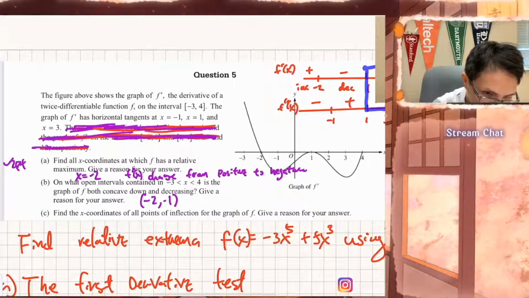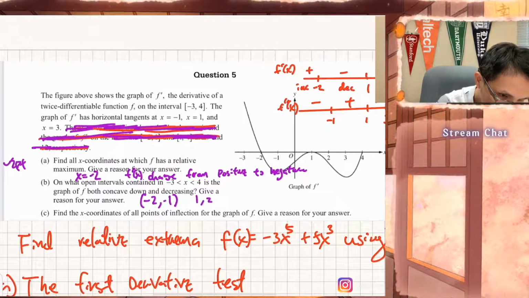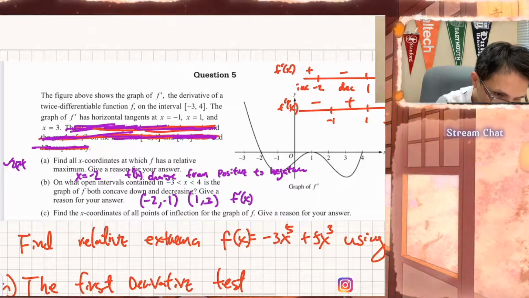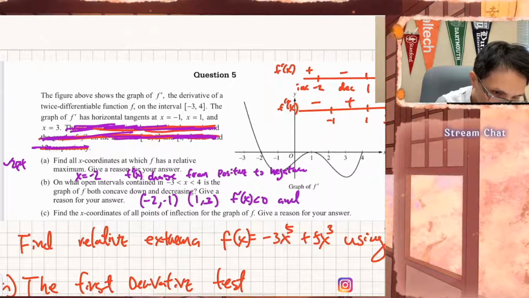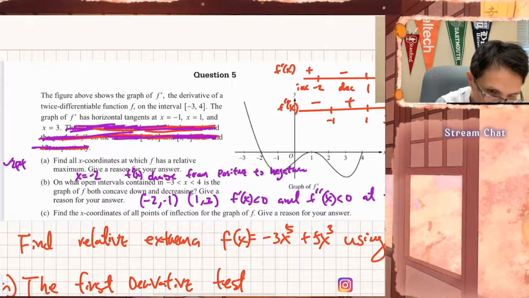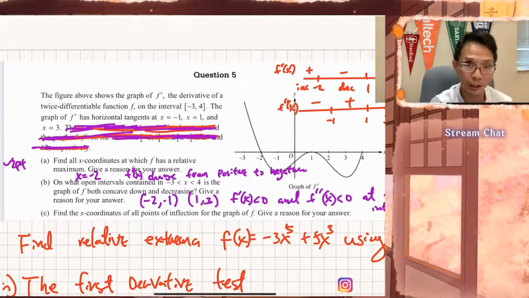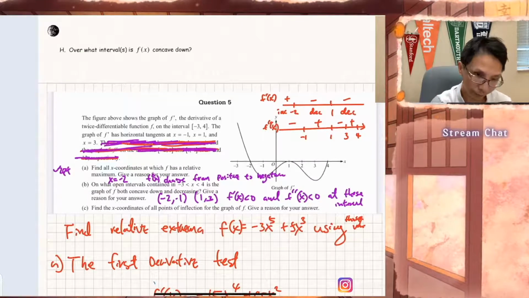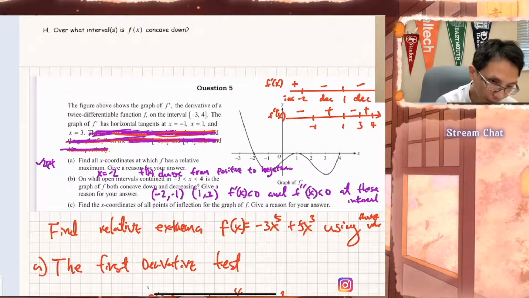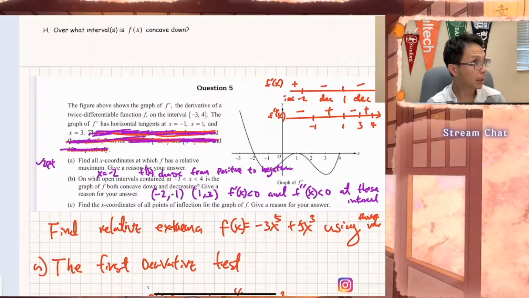So in here, I will see that it's going from 1 to 3. And give a reason: f prime of x is less than 0 and f double prime of x is less than 0 at those intervals. That's how you get all the points here. You just said they're both negative. So it's -2 to -1, and 1 to 3. And that's how you get both points.